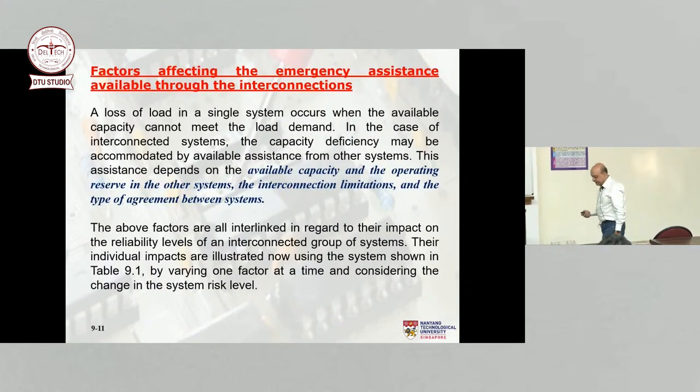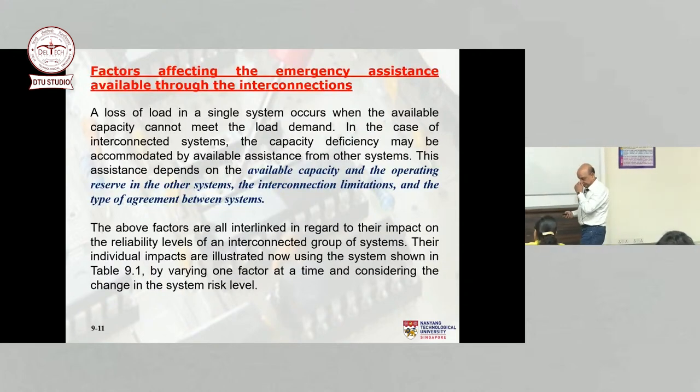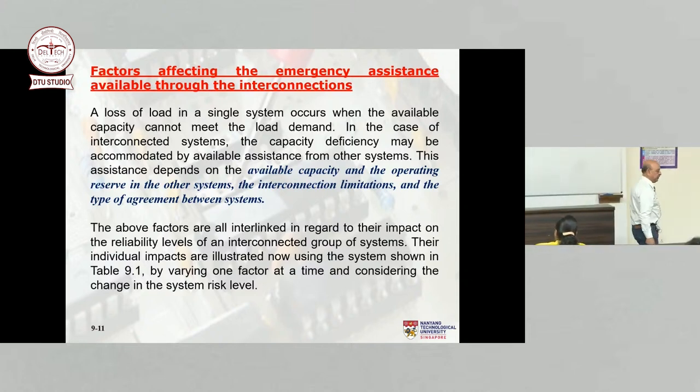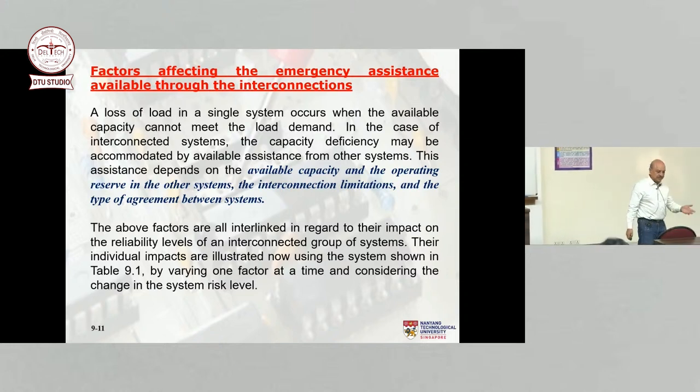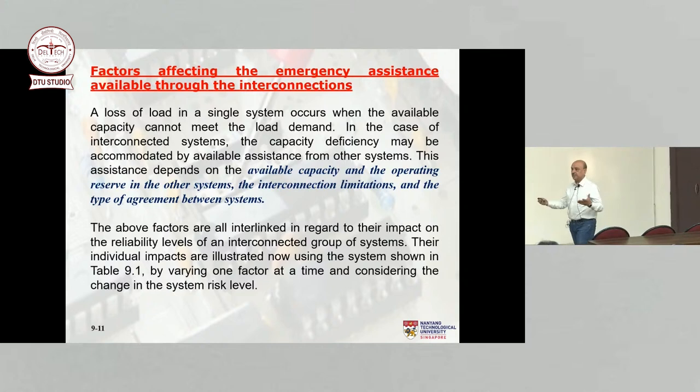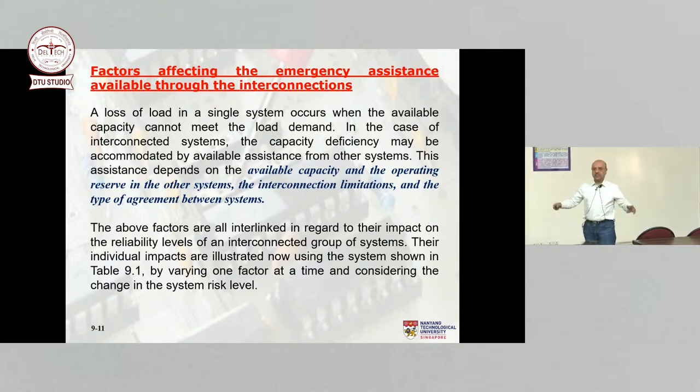Now there are several factors that affect the assistance from one system to another, and some of these factors we have already alluded to earlier: the tie line capacity, the tie line availability, the agreements between the systems, the peak loads in the two systems, and so on and so forth.